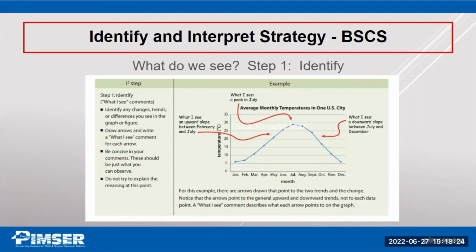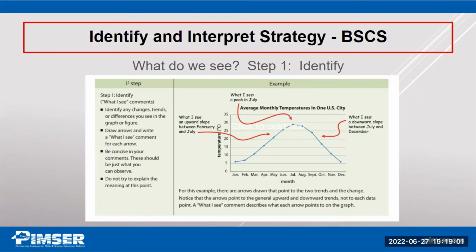Step 1 of this strategy is to identify tangible things in the data set, something that you can put your finger on, physically point to. For example, students may identify trends, dips, differences, and patterns that they see. So then you direct students to draw an arrow to that bit of data and write "what I see" statements. These statements should be simple observations. You are not interpreting them yet. You're just noticing things that you see on the data chart or graph.